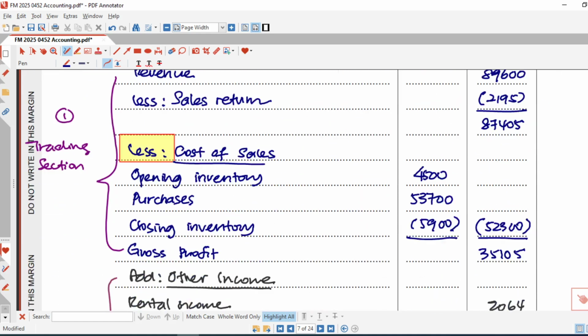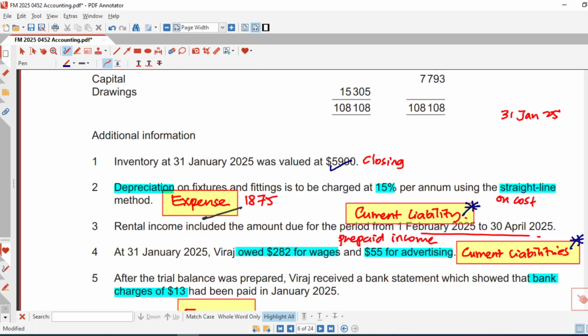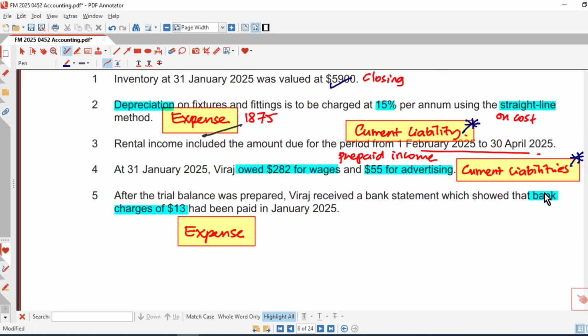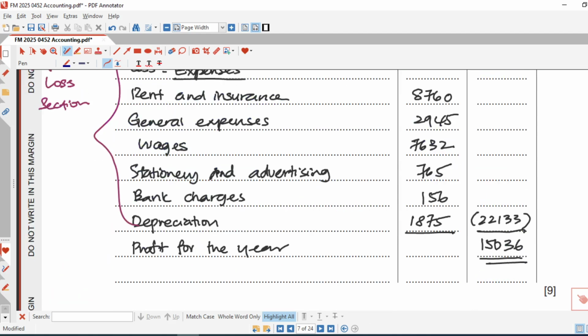516, right? So I'm going to bring this figure down below, 516. And what's the total accrued expenses? 282 plus 55, so giving us 337.